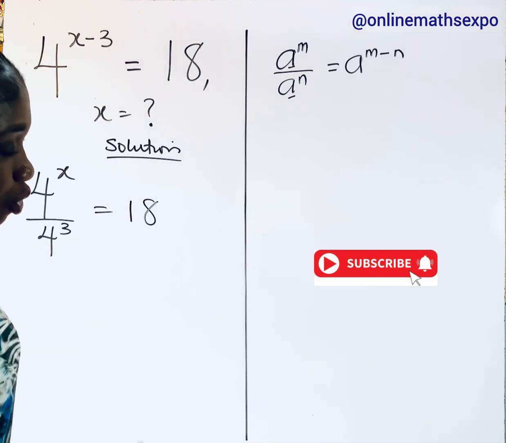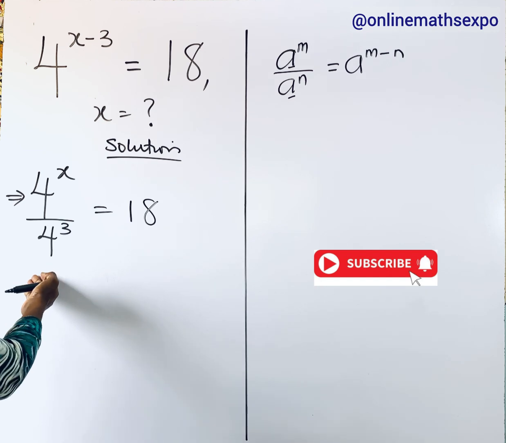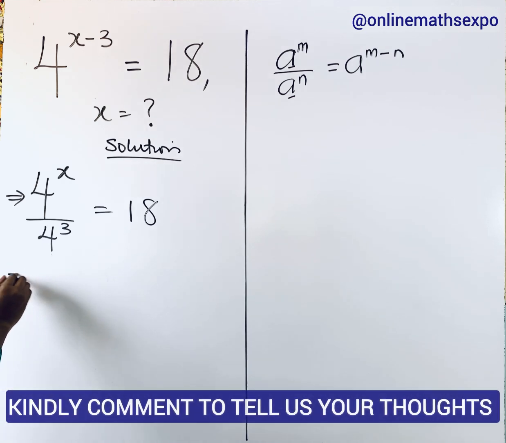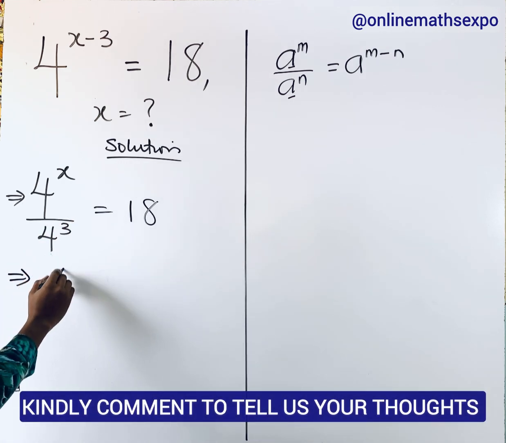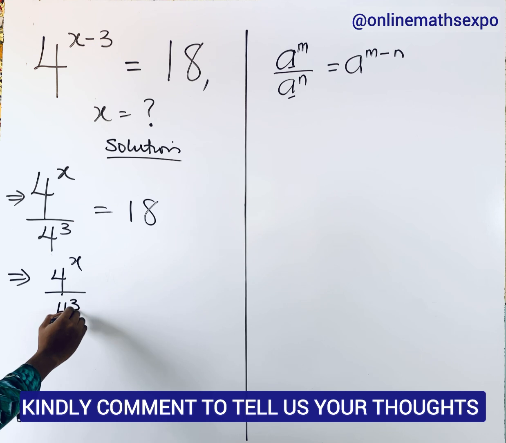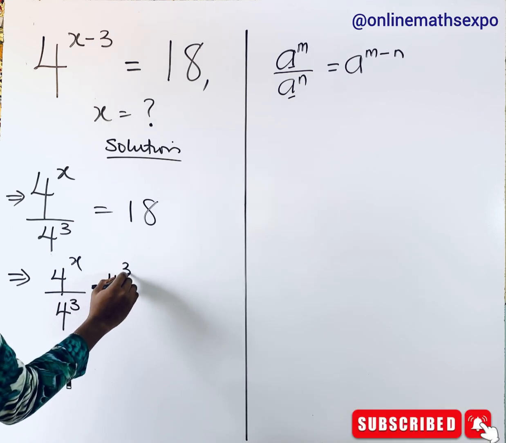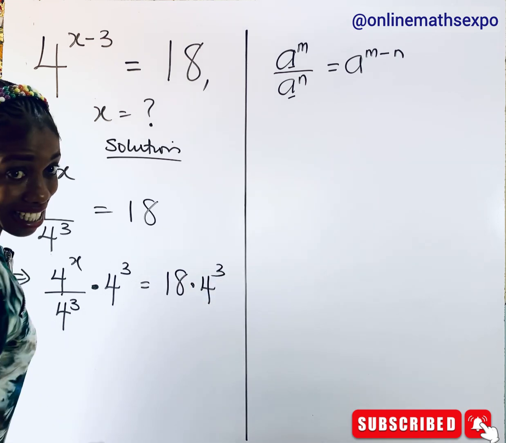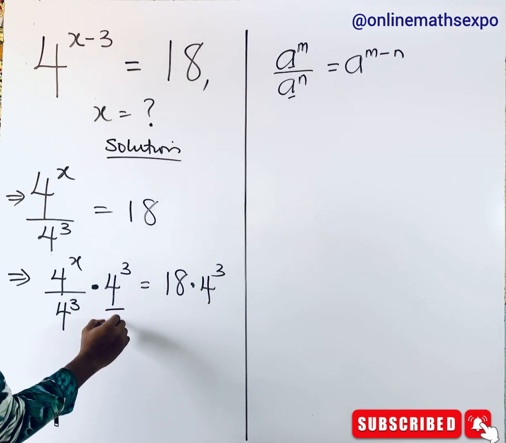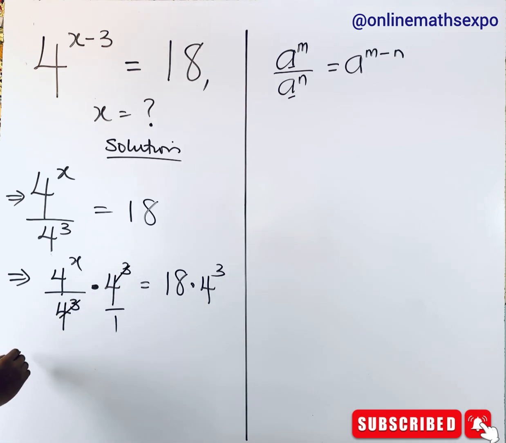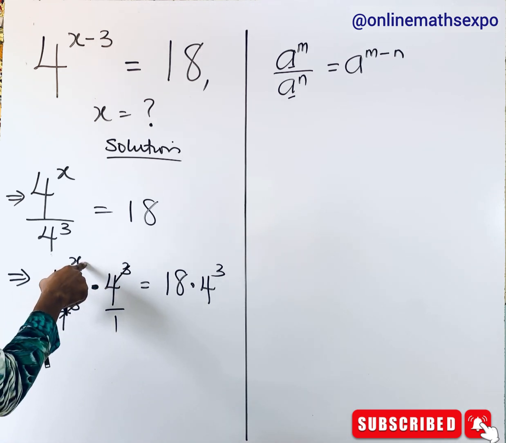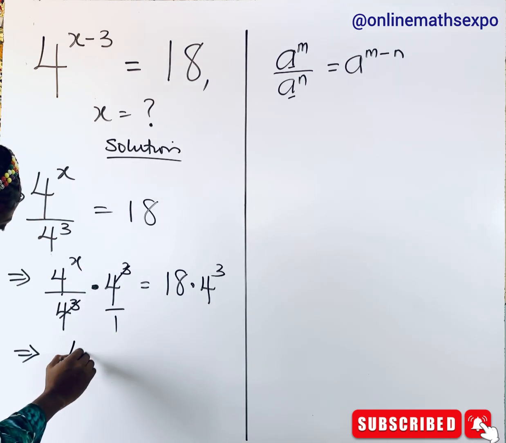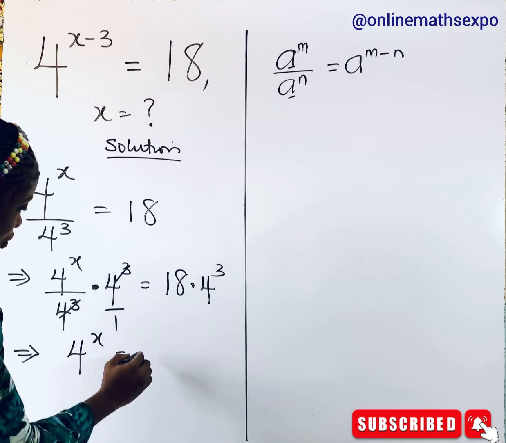Now, at this point, you need to clear this fraction, this denominator. To do that, you multiply each term by 4 to the power of 3. So we multiply this by 4 to the power of 3 and do the same to the right side so that the equation will be balanced. You notice this is over 1, so this can cancel this. We are left with 4 to the power of x divided by 1, and when you divide a number by 1, it returns that number. Did you see? So this is what we have.